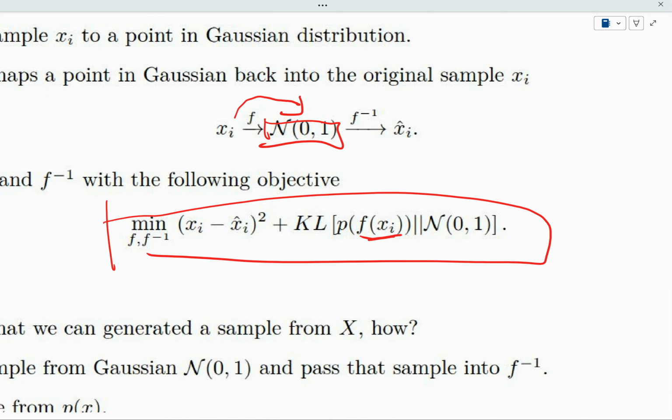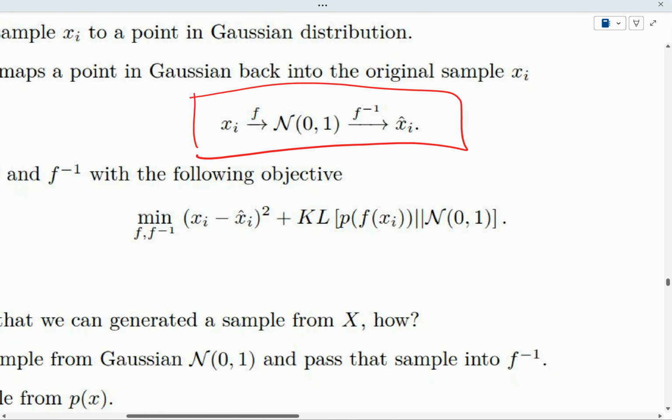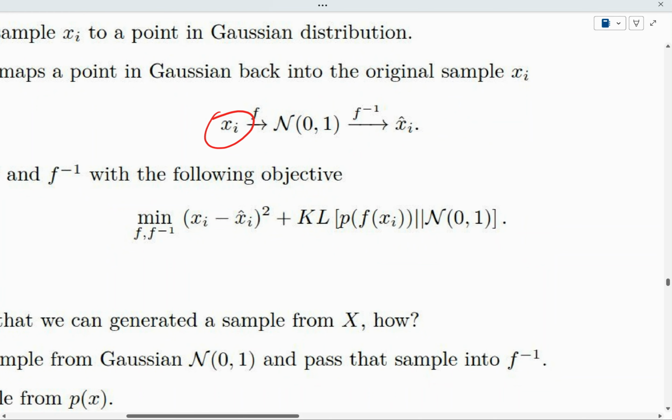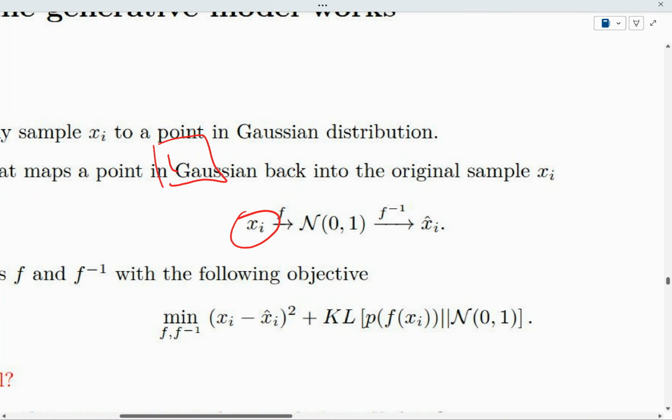Now, okay, let's say this works. Why is this useful? This is useful because this allows us to generate samples. Now, let's say we have your data, and your data are pictures of people's faces, right? Pictures of faces.